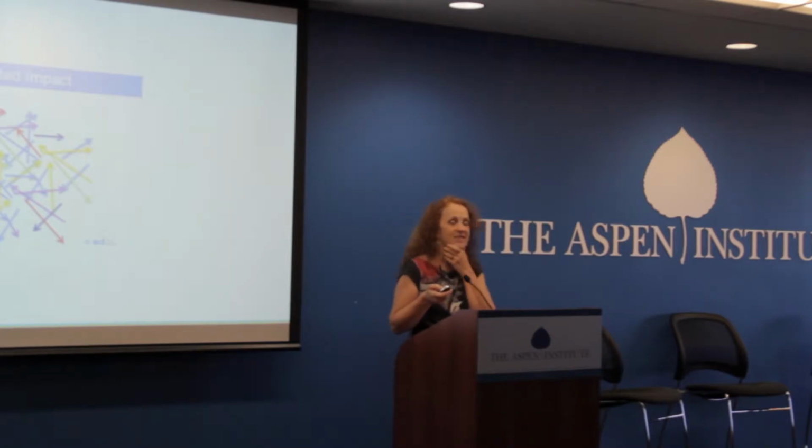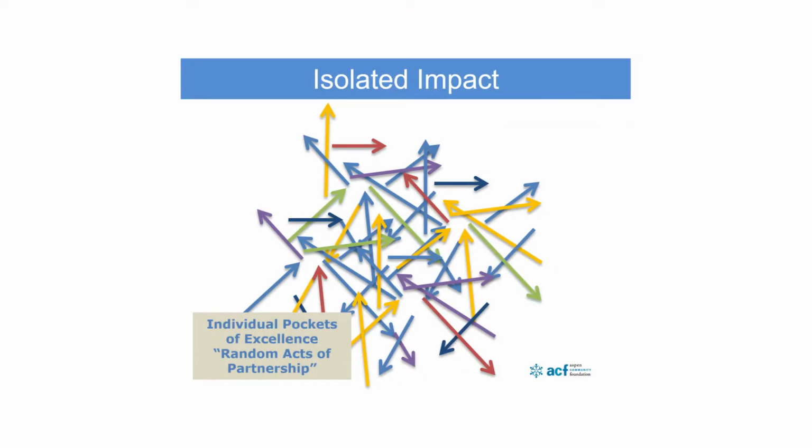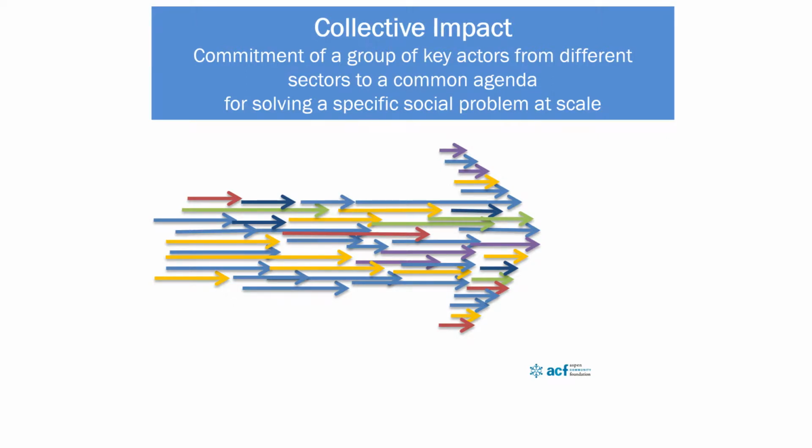The Aspen Community Foundation, when they were working on this with their cradle to career effort, started talking about how they felt like they had random acts of partnership, and they also talked about random acts of kindness. But it was a lot of partnerships that were going on. And they were thinking, how can we take that isolated impact and think about it in a more collective impact way? That you are bringing together that commitment of key actors in your community that are working towards those population level outcomes, looking at it in terms of scale and in a cross-sector way in terms of partnership.